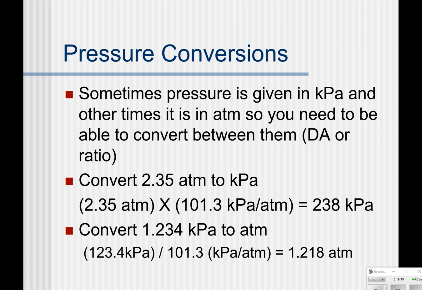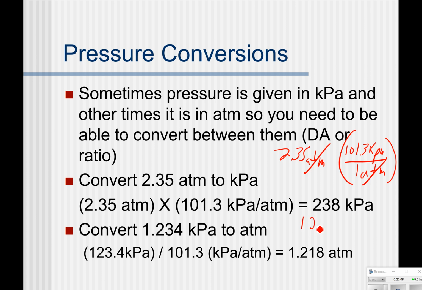So when we convert 2.35 atmospheres to kPa, we know that there's 101.3 kPa per 1 atmosphere. Atmospheres cancel, we end up with 238 kPa. For the opposite, going from kPa to atmospheres, we are going to divide by 101.3.